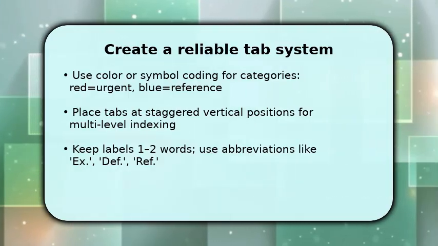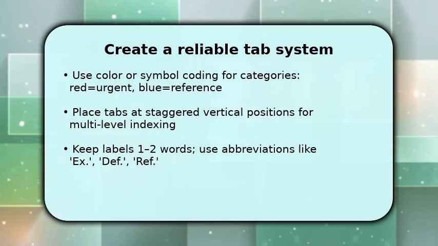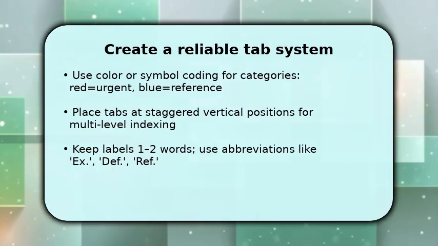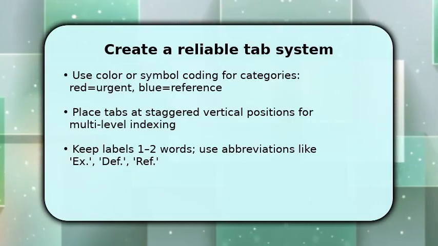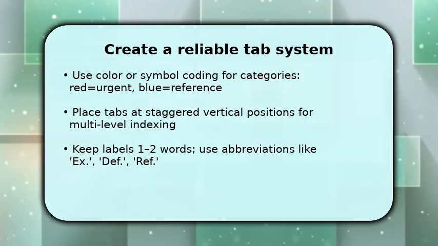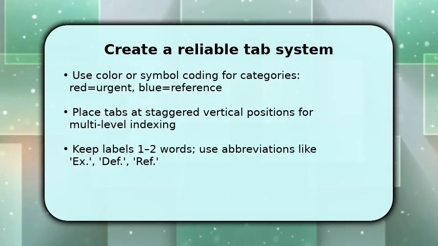For dense sections, use a 2-level approach. Color for category and a short label for detail. Make sure labels are brief and consistent. This reduces decision time when you need to find material quickly.